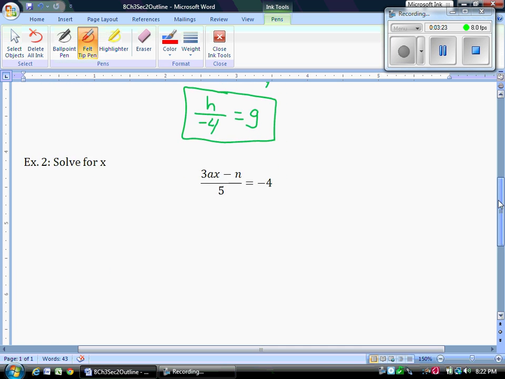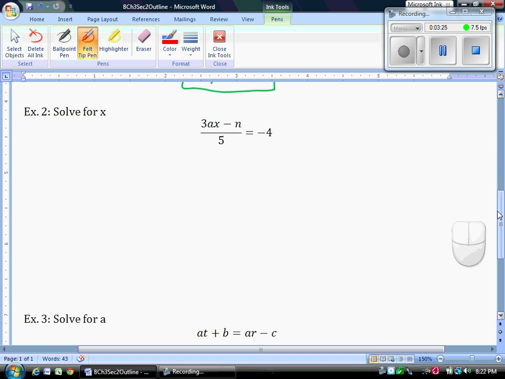Okay? So let's try example 2. We're going to solve this equation for x. Now you can see right here is where our x is. So that's what we need to get by itself. In order to do that, the first thing I'm going to need to do is get rid of this 5 on the denominator. Since it's divided by 5, it's in the denominator. That means I multiply by 5 to cancel it out. Multiply by 5 on the right. Same rules we've always had.